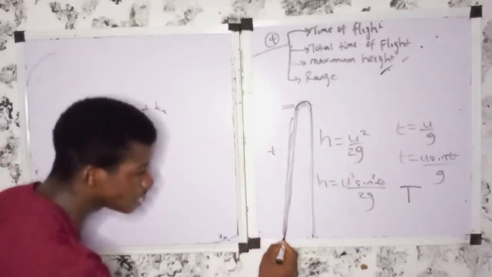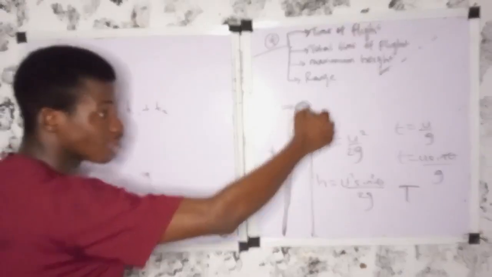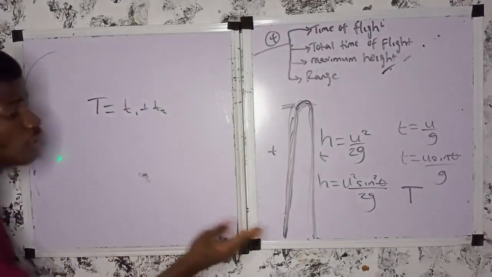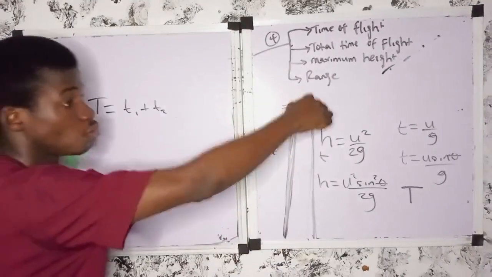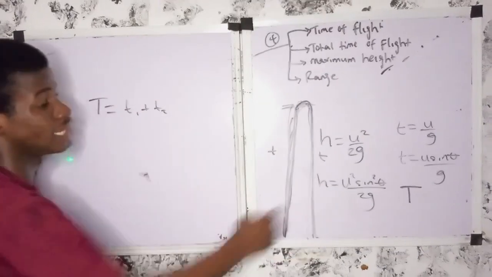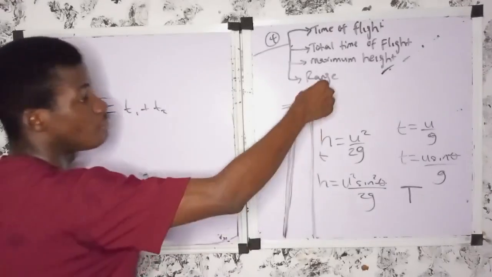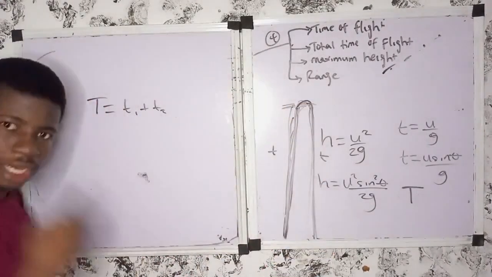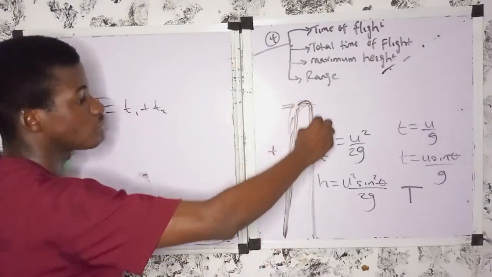Now the time it takes the projectile to reach this height, and from the maximum height to fall to the ground, is still the same. Different scenario, but they are the same. From here to here is the same as the time of flight. So the total time of flight is the time it takes a projectile to reach the maximum height and to fall to the ground.